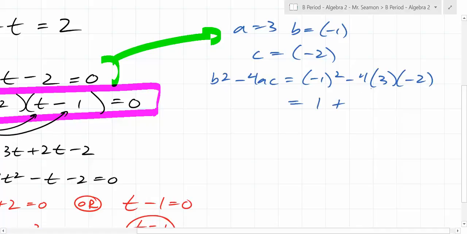You can do it. 8. No, plus 24, because it's negative and negative. Negative times negative is a what? So what do we have here? 25. Did we expect to get a nice number?